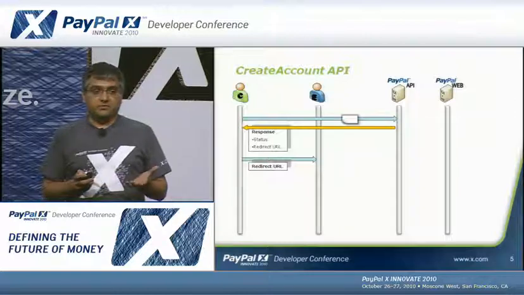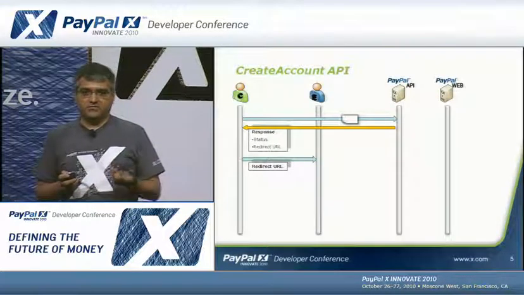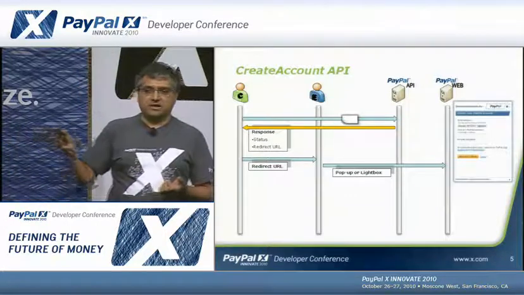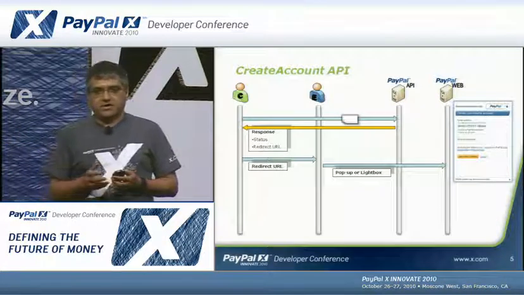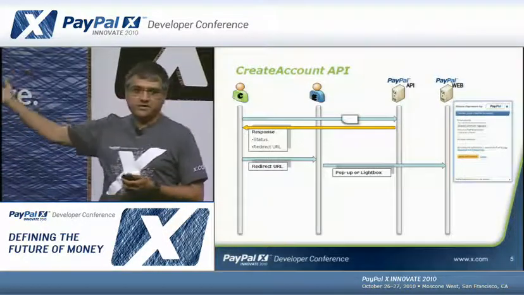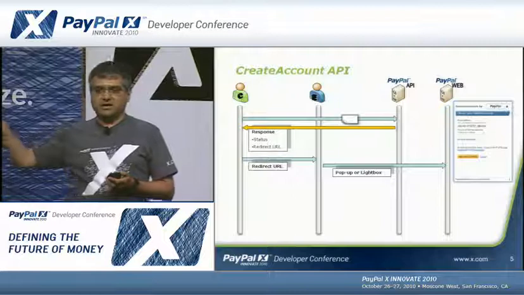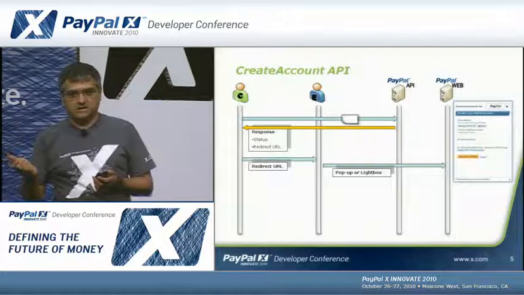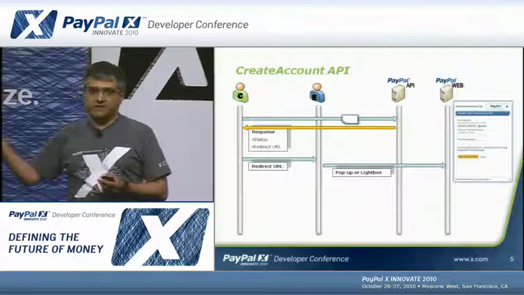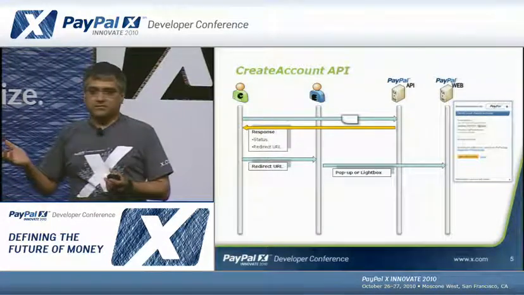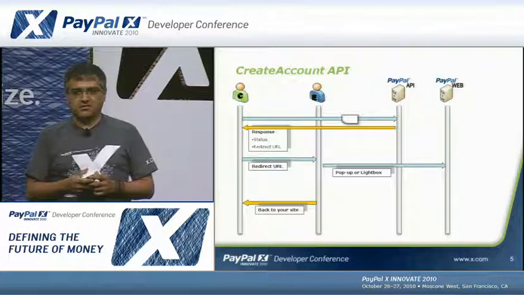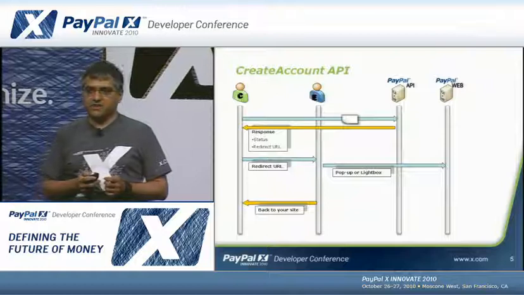The end user will get it either in the form of just a browser or a pop-up window or Lightbox. So say you opened up a Lightbox or a pop-up window. What the end user will see is this window here. Their email address is pre-populated, and all they have to do is enter their password in twice. When they click Agree and Continue, at that point, they have a PayPal account. The window will disappear, and they will be back on your site. And that's all there is for Create Account. Pretty simple experience.